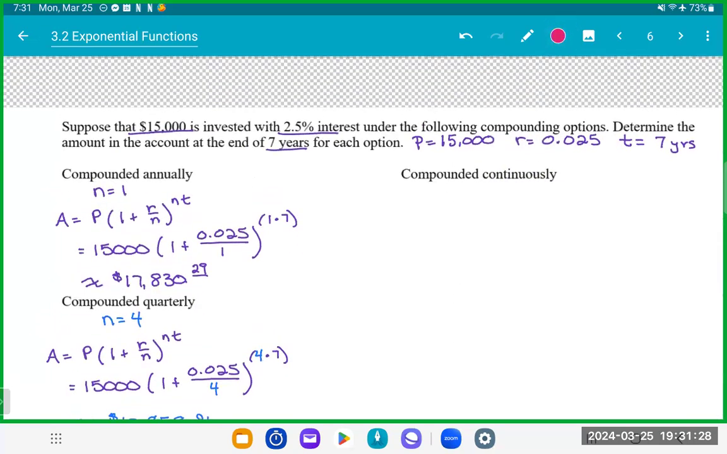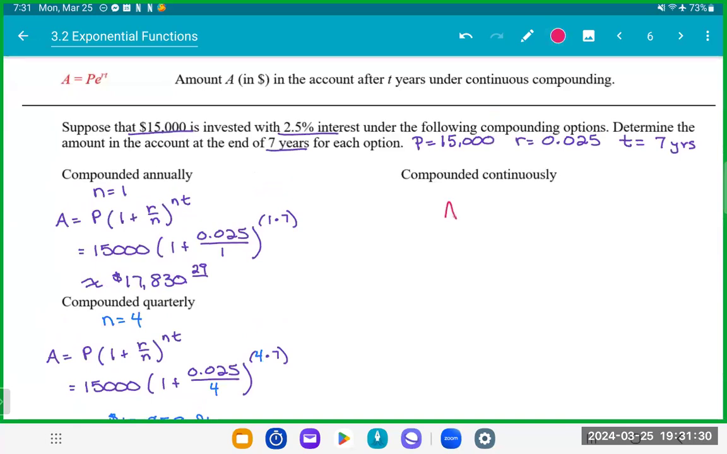So for compounding continuously, though, we have to use our PERT formula. And so our principal is 15,000 times E raised to my R. My rate is 0.025 times my time. That is 7 years. Okay. And that will simplify to $17,868.69 over the span of that 7 years. Okay. Question.